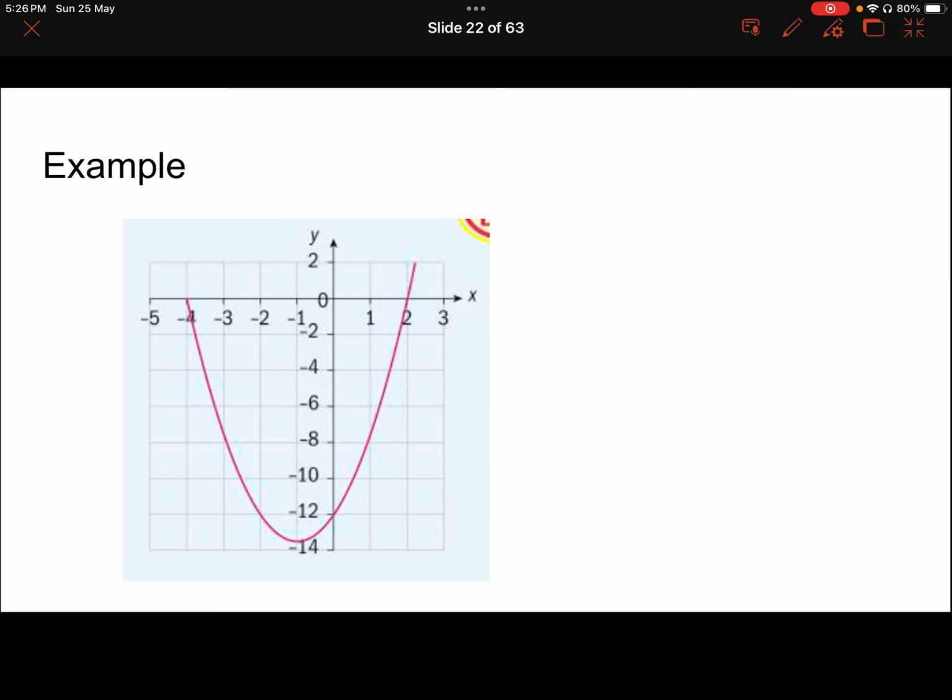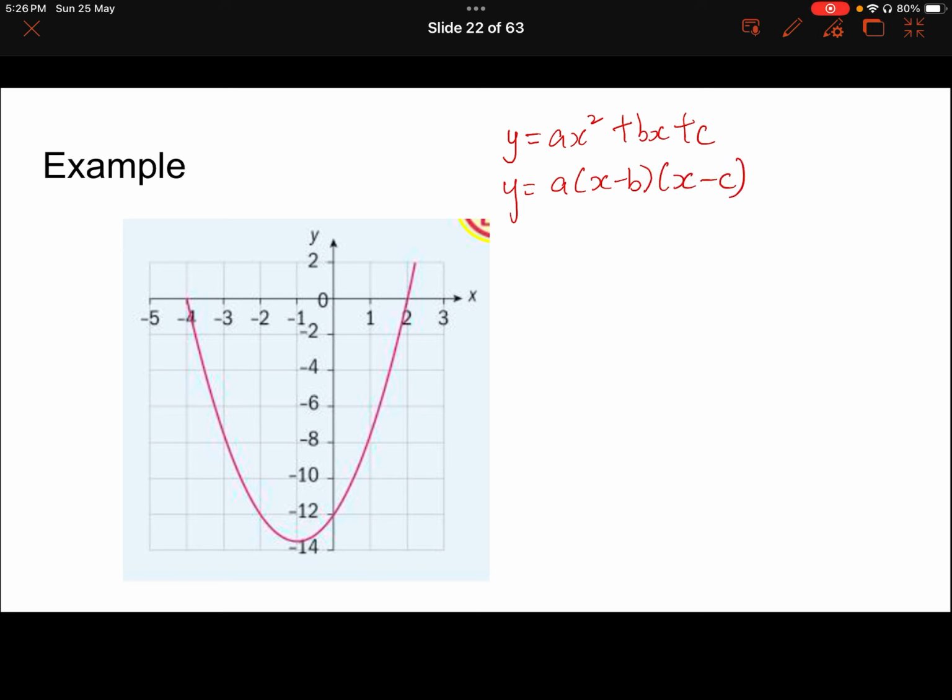Okay. Now, if this was done without the GDC, this is how we're going to do it. We do know that a quadratic function could look like something like this. We know that this is the most standard form of a quadratic function, but another possible quadratic function could look something like this.